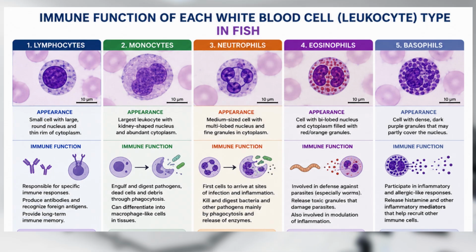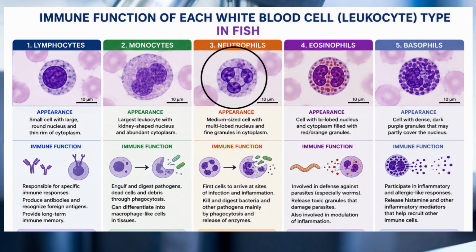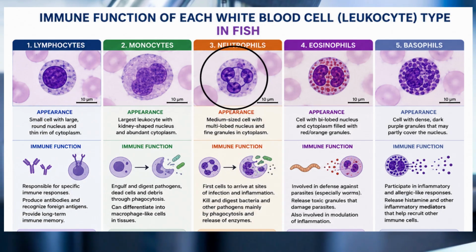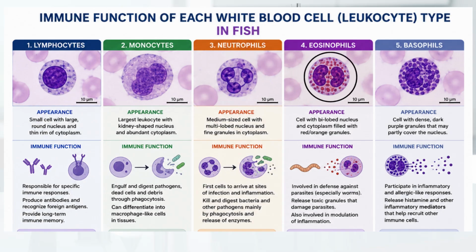Next, this is the immune function of each leukocyte type in fish. Lymphocytes provide specific immune protection by recognizing foreign antigens and producing antibodies. Monocytes engulf and destroy pathogens and cellular debris through phagocytosis. Neutrophils provide a rapid response to infection by attacking and digesting invading pathogens. Eosinophils are mainly involved in defense against parasites and contribute to inflammatory responses. Basophils release inflammatory mediators that help regulate inflammation and recruit other immune cells. Together, these leukocytes protect fish against bacteria, viruses, fungi, and parasites.